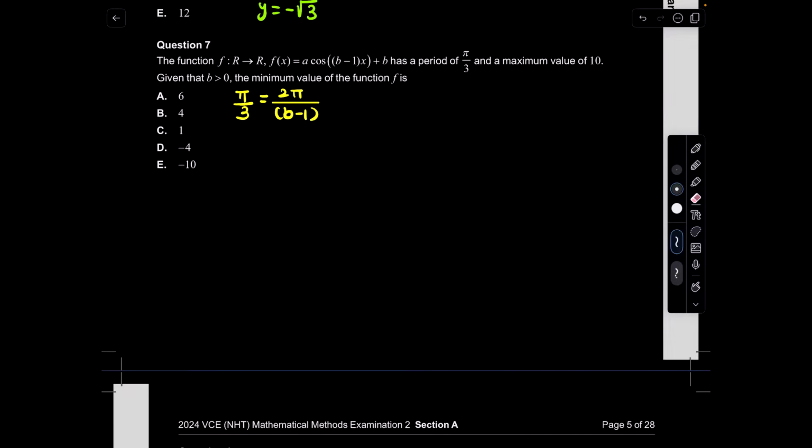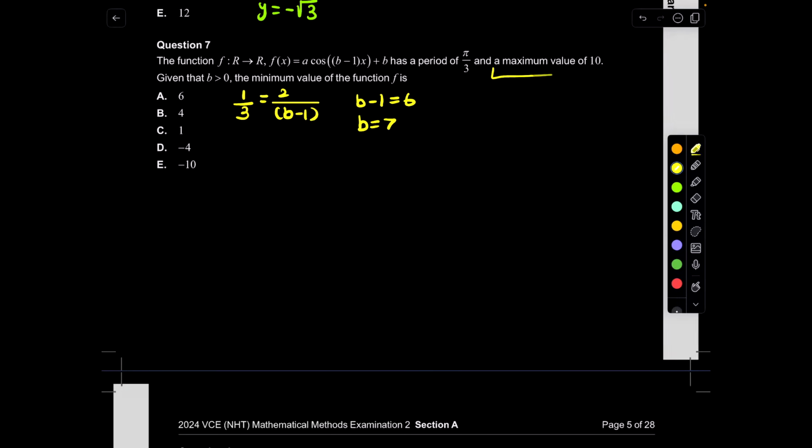And we can see that pi's on both sides, so we can cancel those pi's out. And I'm going to cross multiply them. I'm going to cross multiply this here and cross multiply that one there to simplify it. So it's going to be basically b minus 1 equals 6. So b equals 7. So we already found our b value.